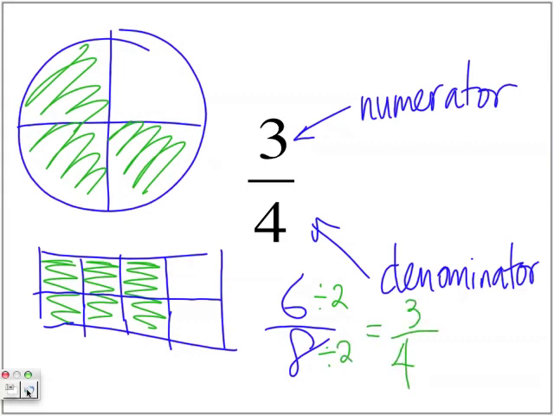It represents the same exact fraction, but 3 over 4 is what we call lowest terms. Always convert your fractions into lowest terms. Now, we have 3 over 4 and 6 over 8. They represent the same exact fraction. Whenever they represent the same exact fraction, what kind of fractions do we call them? Equivalent fractions.